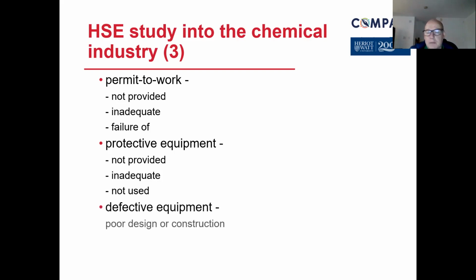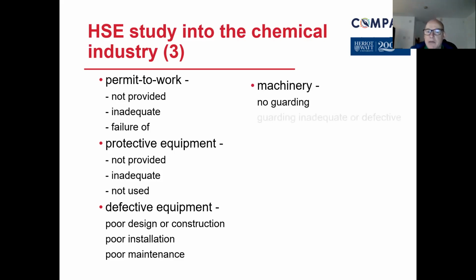And then also thinking about the results associated with incidents from defective equipment. Quite often, as we've seen from disasters, it was poor design and construction, poor installation, and also poor maintenance. So therefore, more emphasis and more time was expected to be spent on those three categories to prevent disasters. Learn from disasters. Yeah. In terms of machinery, inadequate guarding or lack of it.